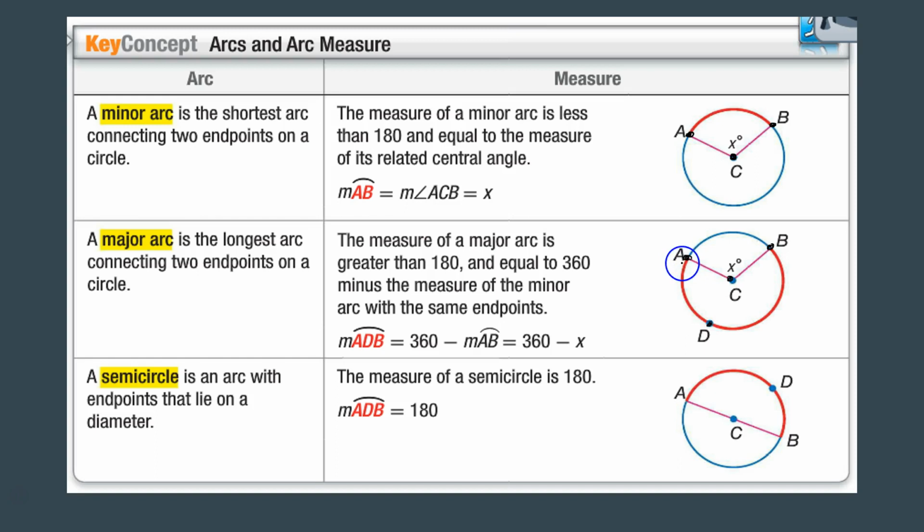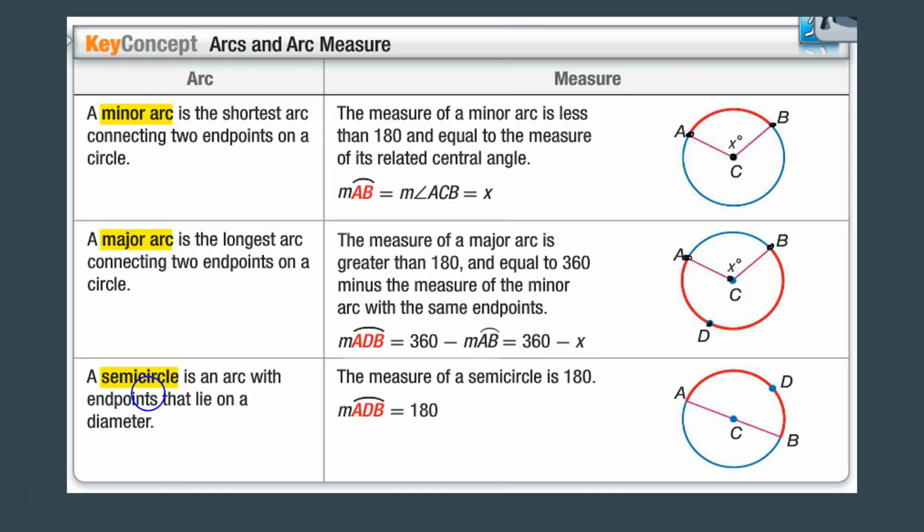Because we're talking about a major arc, I need 3 letters. So, the measurement of major arc ADB is equal to 360 degrees, because that's the total for a circle. And we're going to subtract from that the minor arc AB. So when that's simplified, it's 360 degrees minus x. X just being the degrees once again.